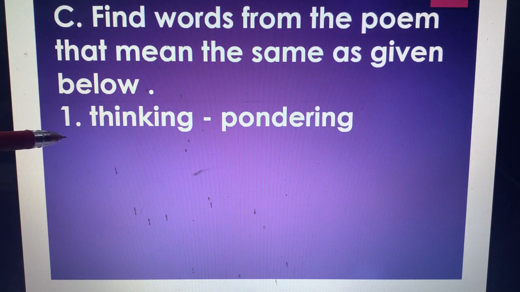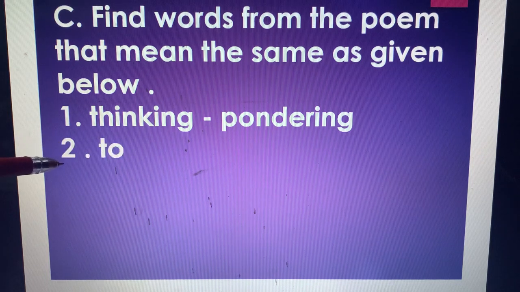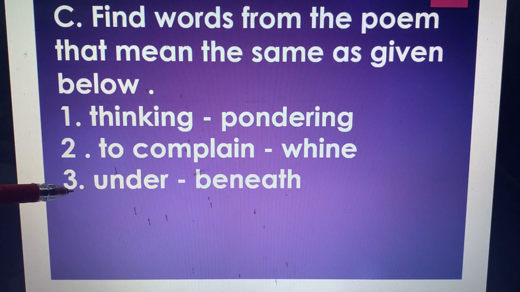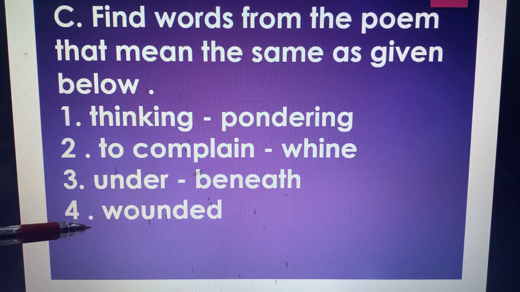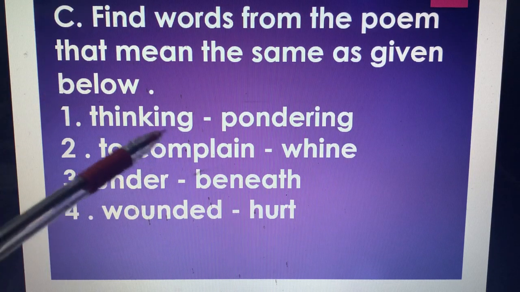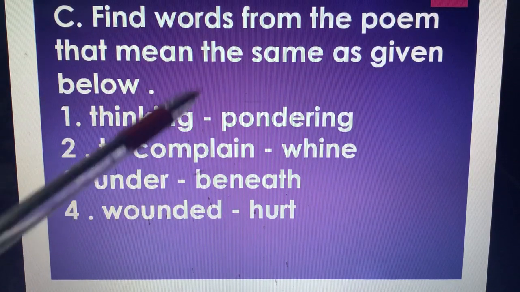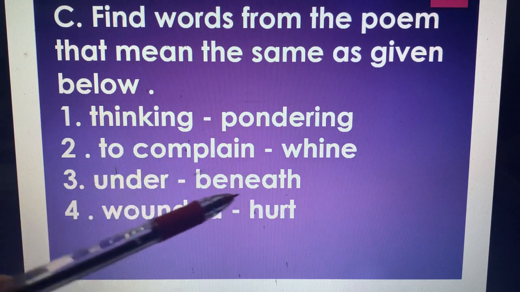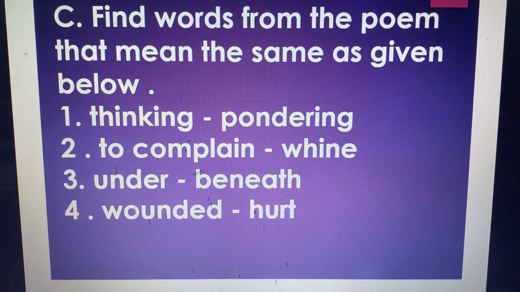Thinking. Thinking means pondering. Very easy. Next word is to complain. To complain means whine, W-H-I-N-E. Next word is under. Under means beneath, niche. Bataya tha na maine aapko pehle bhi. Fourth word is wounded. Wounded means hurt. Wounded means hurt. These were the words in the poem. So these are the same words. Same means synonyms. And opposite words are called antonyms. So thinking means pondering, complain means whine, under means beneath, wounded means hurt.